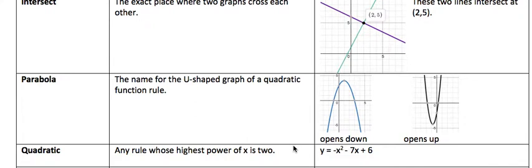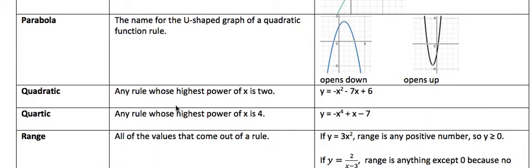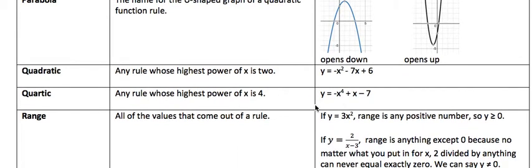It's the U-shaped graph of a quadratic function, and they either open down, so like a rainbow, or they open up. So sometimes you could say this is a frowny face and this is a happy face. These are parabolas. Now, quadratic is any rule whose highest power of x is 2. So if I see an x squared, it's quadratic. And just for fun, I thought I'd throw in this word, quartic. That's where the highest power is 4. That's just fun to say.